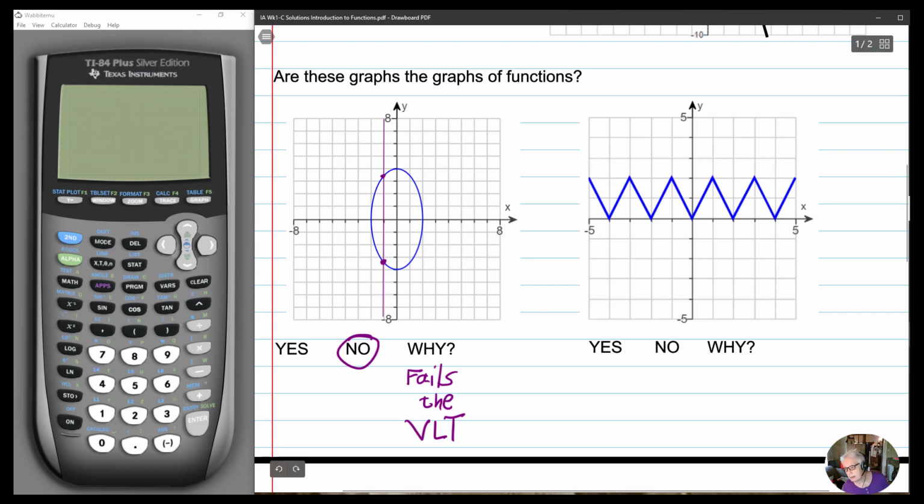On the other hand, no matter where we put a straight line on this graph, this sawtooth graph passes the vertical line test. Why? Because a vertical line that I drew only crosses the graph, intersects the graph at 1 point. So yes, it passes the vertical line test.